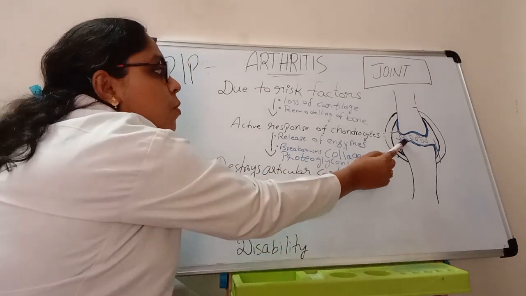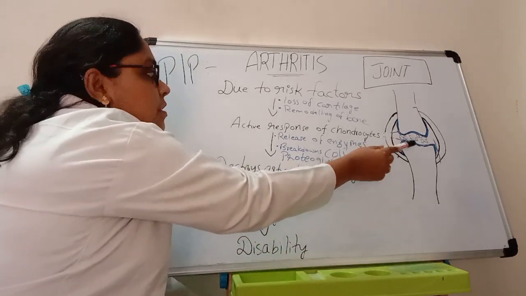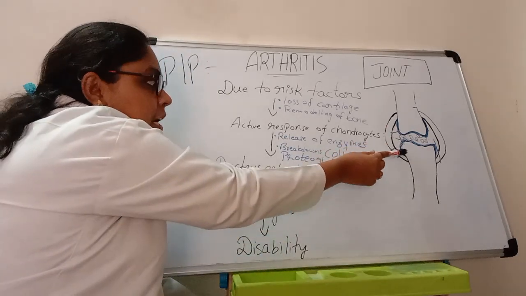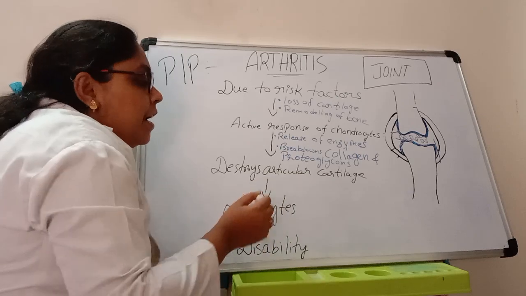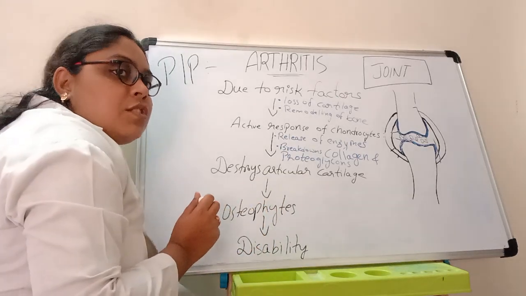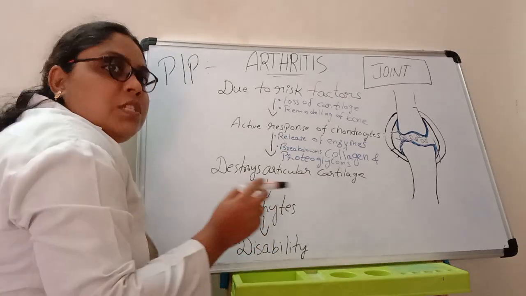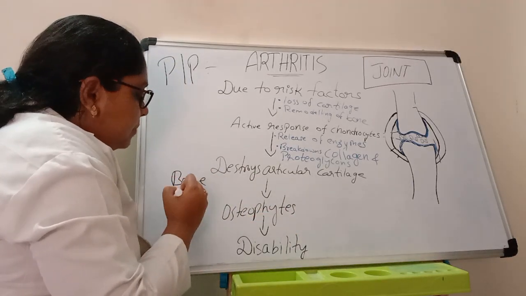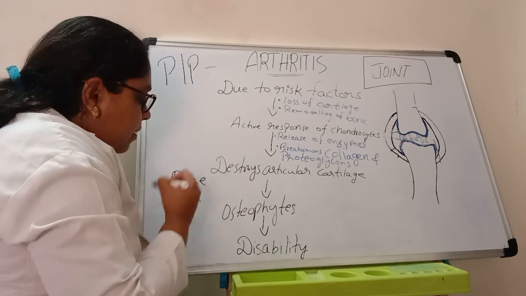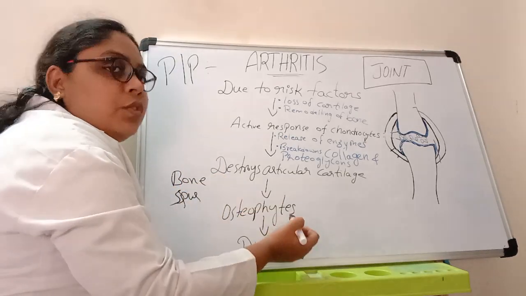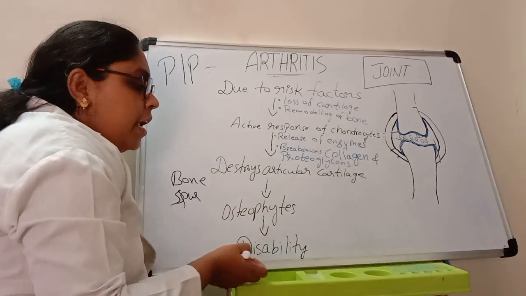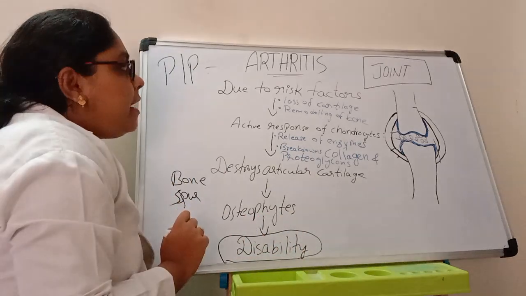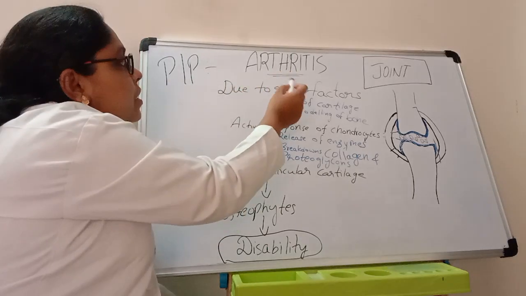So this is the blue part. This is the articular cartilage. It gets destroyed. And when there is destruction of this articular cartilage, it is leading to osteophytes. Osteophyte means nothing but bone spur. You can say it as spur, bone spur. So there is a growth of bone, which is leading to the disability of the joint. Right? This is the pathophysiology of arthritis.